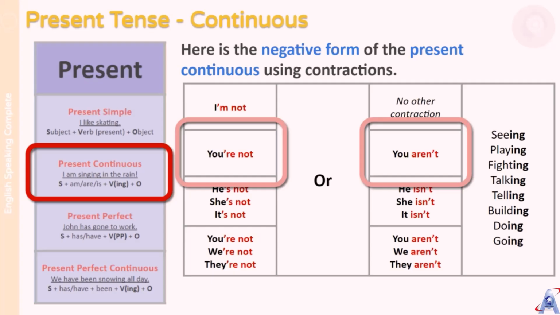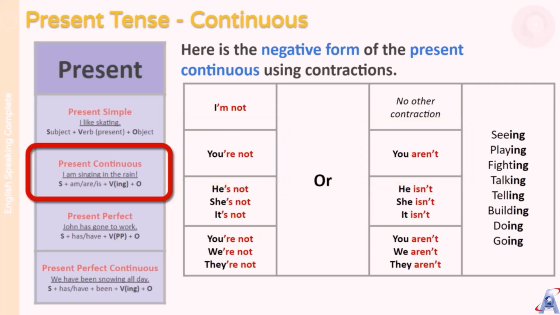Now, it doesn't matter which one you use, really, both are okay. And it's probably good to be able to use both as well. You're not playing, just as good as you aren't playing. And we can see all the different contractions listed here. So on the left, we have the contraction between the pronoun and our auxiliary verb, am, are, and is. And on the right, we have our contraction between our auxiliary verb, the helping verb, are and is, with not. Are not, aren't. Is not, isn't. So definitely worth spending some time looking at this table.